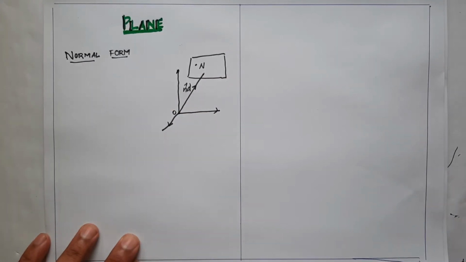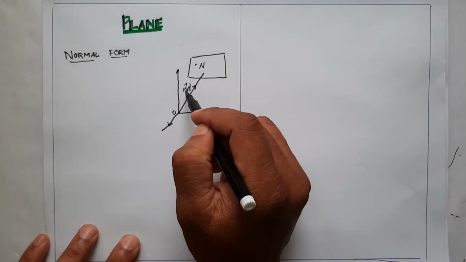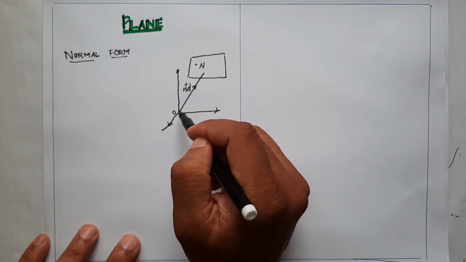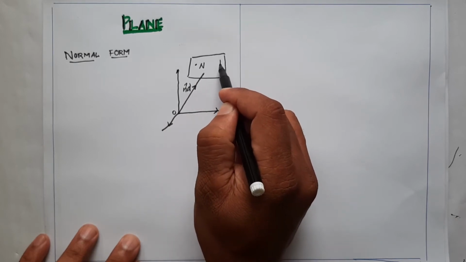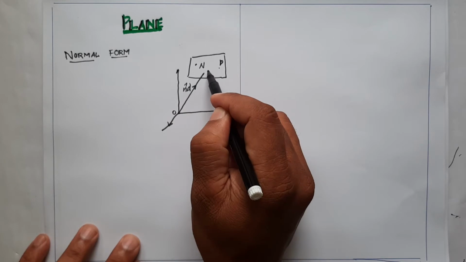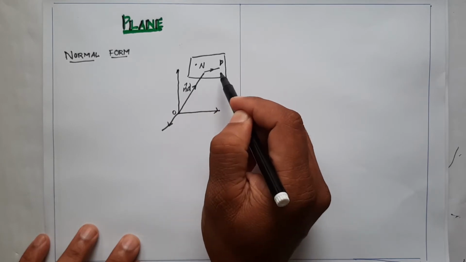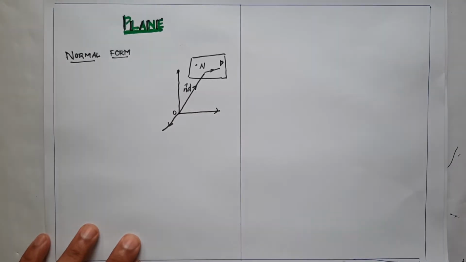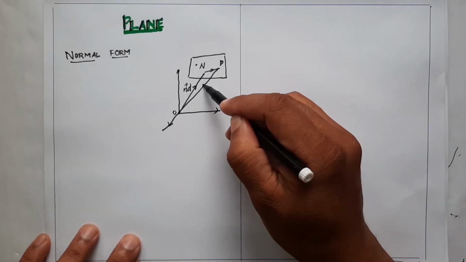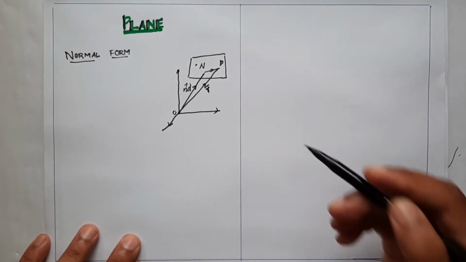So suppose a perpendicular vector to the plane is given, which is converted into a unit vector. You already know how to form the unit vector when a perpendicular vector is given: divide the vector by its modulus value and you get a unit vector. Otherwise, the unit vector is directly given. At that time, n cap into d is the vector ON. P is any point, a general point. Join NP. The position vector of P is generally taken as vector R.